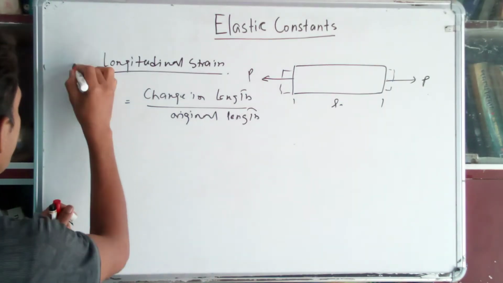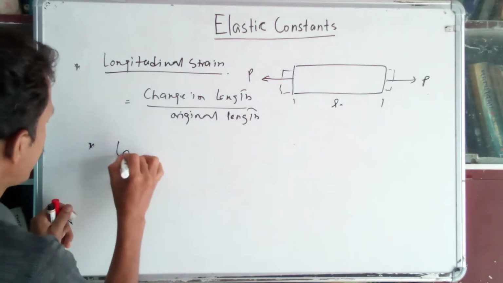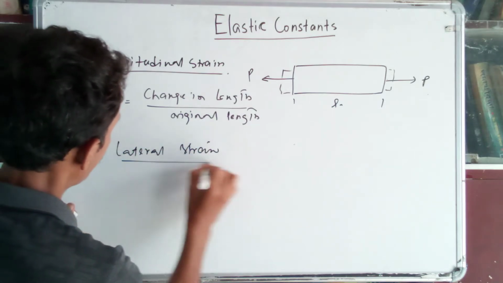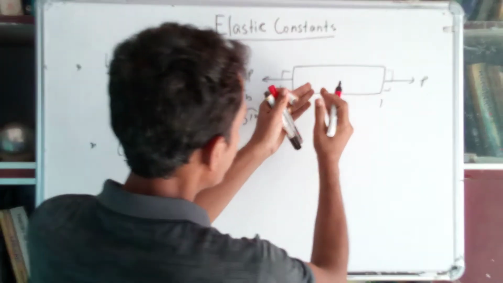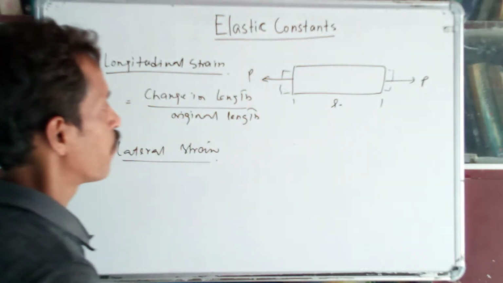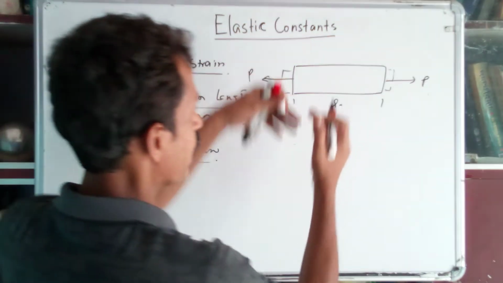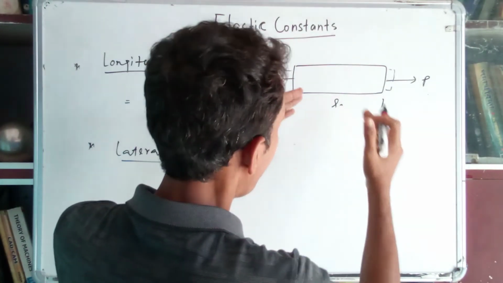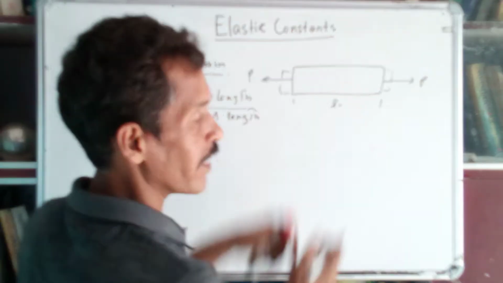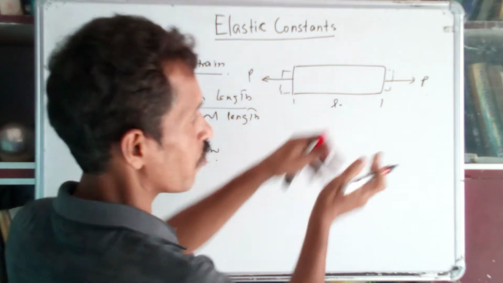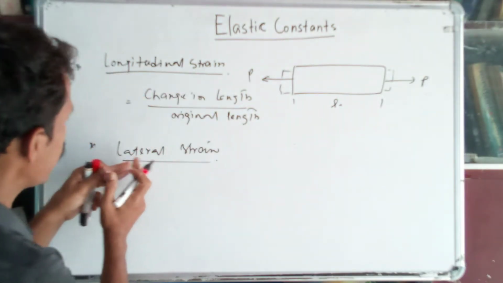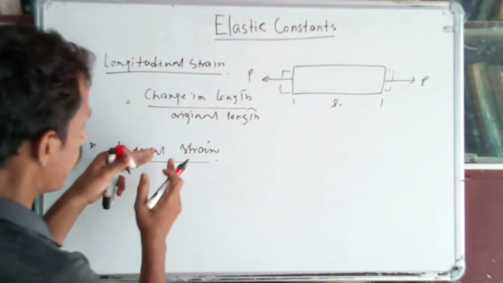Now another term, that is lateral strain. As soon as you apply the axial tensile load, the length of the bar is increased. At the same time, if you consider another dimension, suppose breadth or width, that will decrease. If length increases, the other dimension will decrease. So that we can say is the lateral strain.